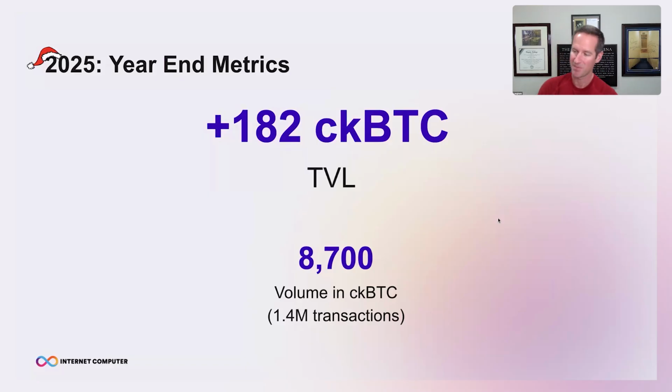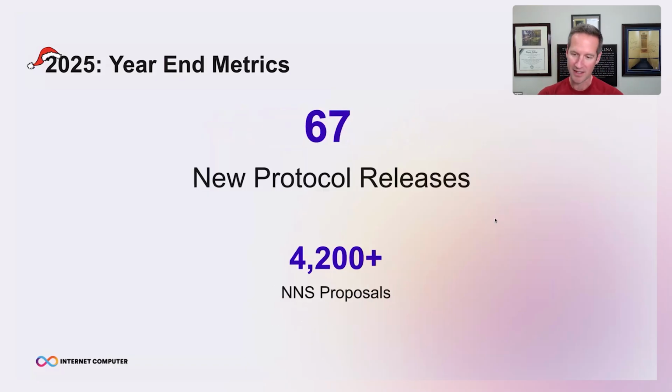All right, next slide. All right, talking about the protocol, 67 new protocol releases this year. That's a little more than one a week, which is great. Almost getting to that 1.5, a little more than 1.25. And then 4,200 NNS proposals. That is, what is that, like 14 per day? So that's really cool to see. It certainly keeps the NNS participants active.